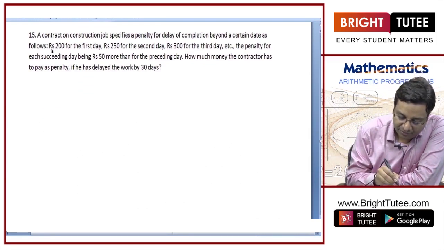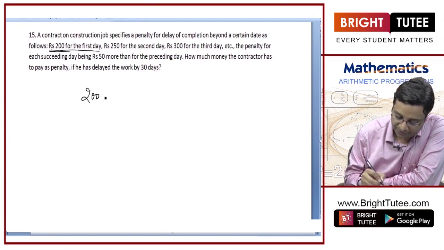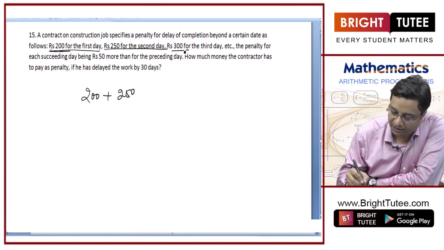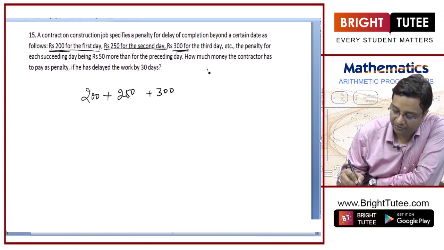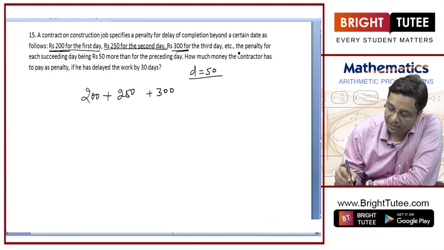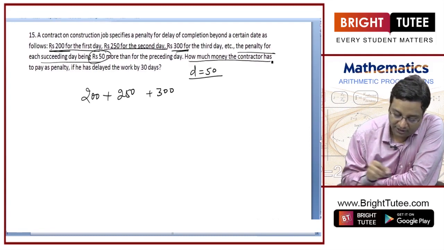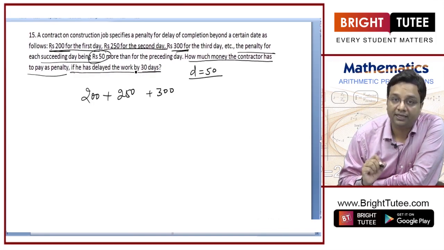Basically, there is a penalty of rupees 200 for the first day, okay, 250 for the second day, alright, 300 for the third day. So, the penalty is increasing by 50 rupees on each day. So, I believe D is equal to 50, common difference is 50. The penalty for each succeeding day is being increased by rupees 50. How much money the contractor has to pay as penalty if he has delayed the work by 30 days?